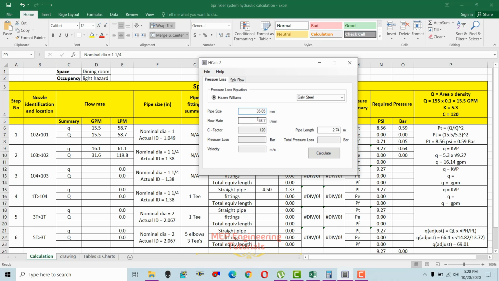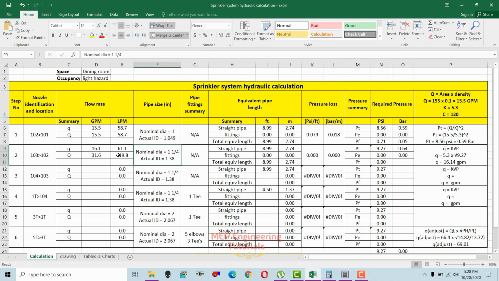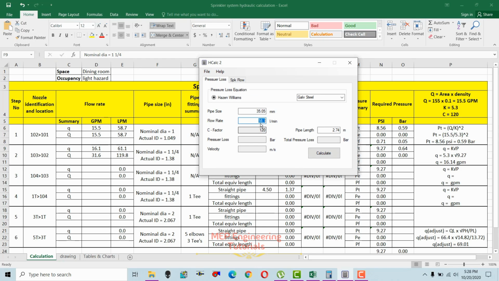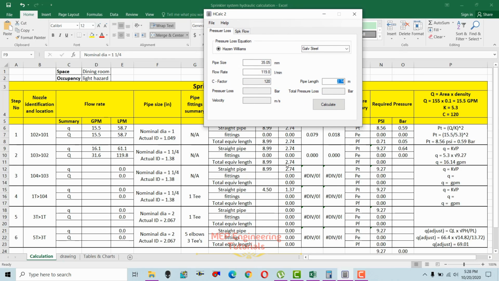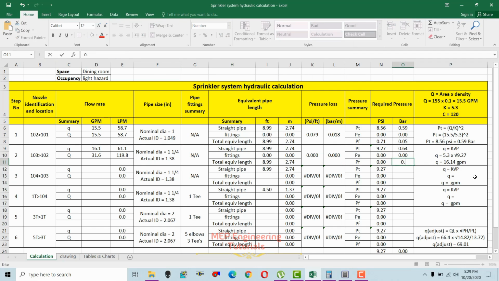Flow rate is how much? Flow rate is 119.8 liters per minute. And if you see, the total equivalent length is the same, 2.74. Calculate. So total pressure loss is 0.049 bar. It will automatically convert to psi, then you can divide per unit length to get into psi per foot or bar per meter.